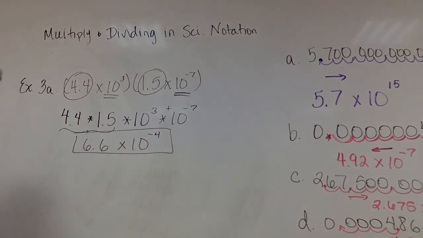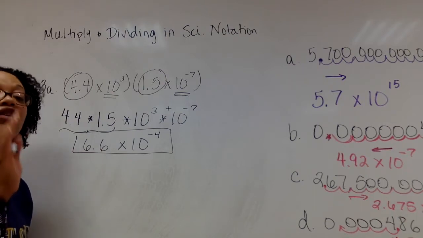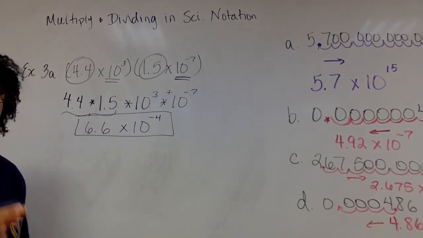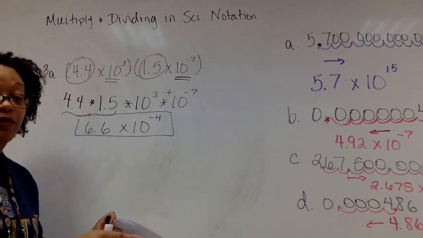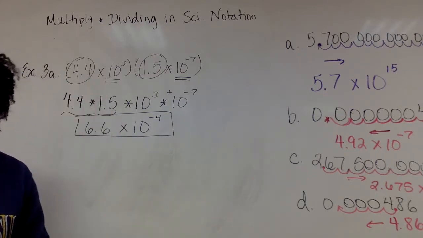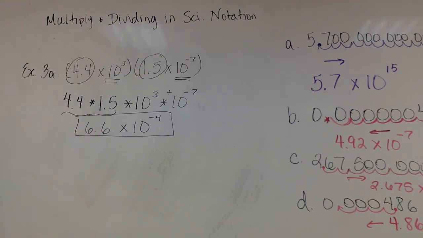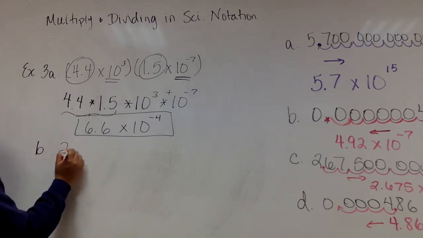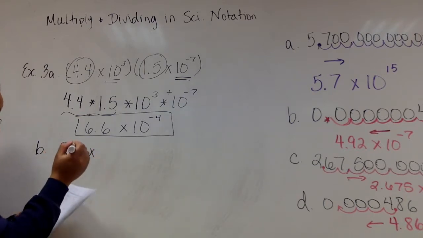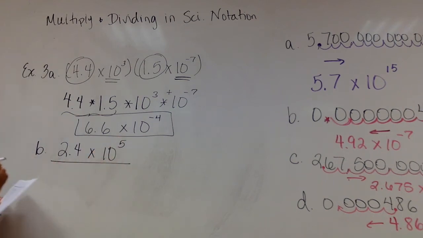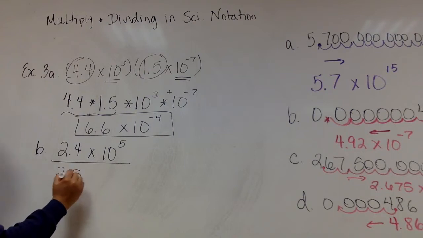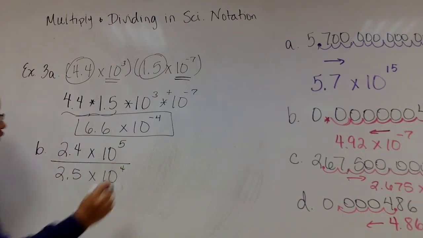That's it. Break it up into chunks, ladies and gentlemen. You can move things around. It's okay. Put your numbers together, put the exponents together. Multiply the numbers, add the exponents. You'll have your final answer. Let's look at letter B. Letter B, we're going to divide this one. All right? So I've got 2.4 times 10 to the fifth divided by 2.5 times 10 to the fourth.